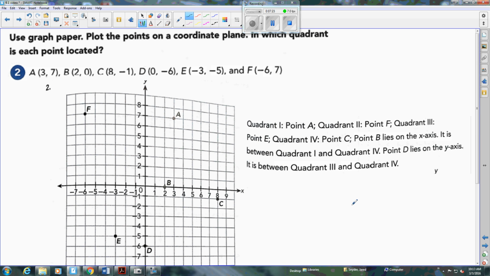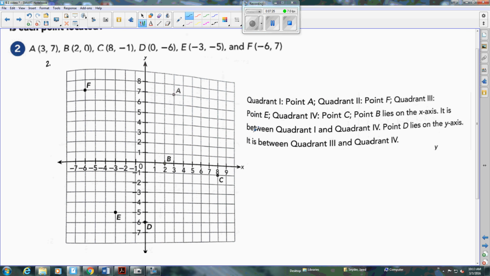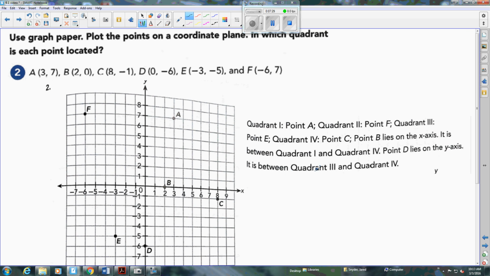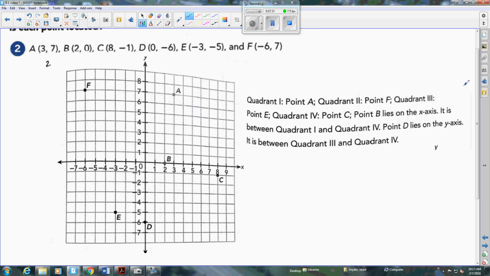Use graph paper, plot the points. Should look like this. It says in which quadrant is each one located. I've listed them out. I don't need to read them to you. Again, quadrant 1, quadrant 2, quadrant 3, quadrant 4. The first number tells you to go left and right. Second number tells you to go up and down.